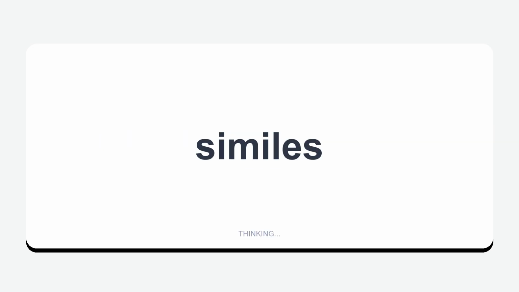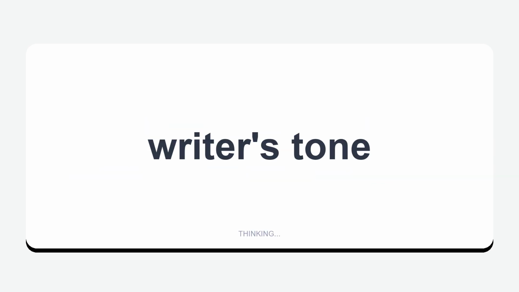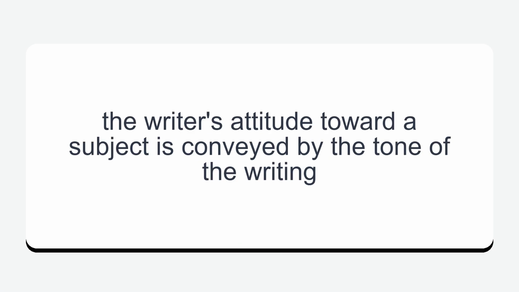Similes: using the words like or as to compare two things, for example, the new sports car was like a spaceship. Writer's tone: the writer's attitude toward a subject is conveyed by the tone of the writing.